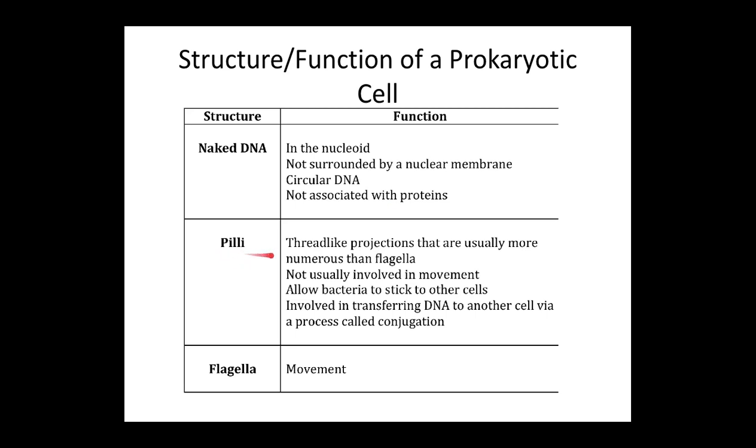All right, moving on to the pili. So the pili are thread-like projections that are usually more numerous in abundance than flagella. They're not usually involved in movement and instead allow bacteria to stick to other cells, other bacteria, and they're involved in the transferring of genetic DNA and information to other cells via a process called conjugation. This can really help in genetic variability and diversity within certain populations of bacteria. And finally, we have the flagella, and this is usually a long, thin, whip-like structure that's used for movement and locomotion of a prokaryotic cell.